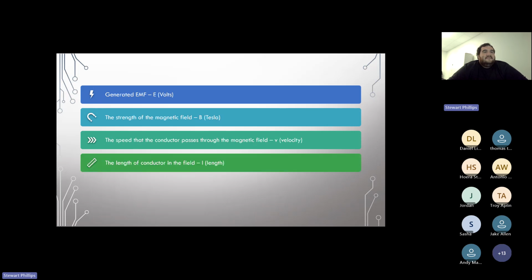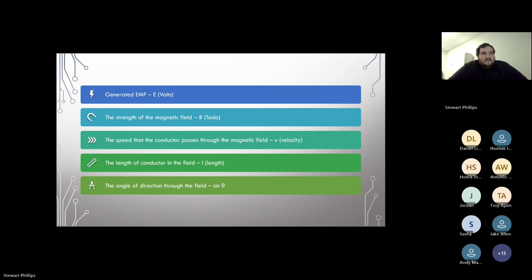And the length of the conductor in the field, L, length. So EMF is always measured in volts, and angle of direction through the field, sine theta. So EMF is always measured in voltage or volts. The strength of the magnetic field is in Teslas. The speed the conductor passes through the magnetic field is in meters per second.